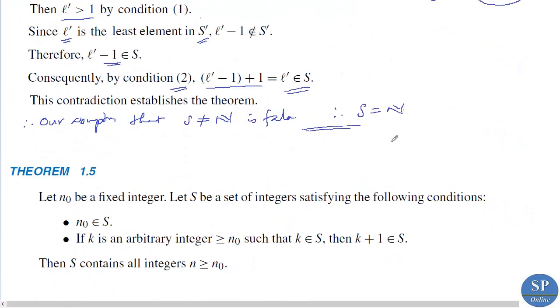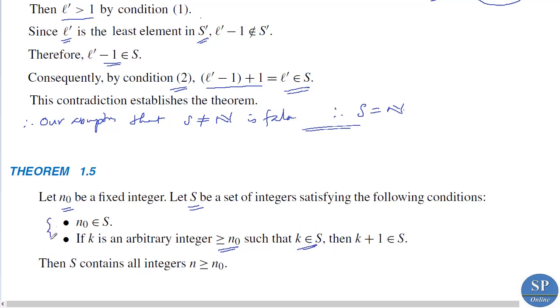Now we have another theorem. It is the generalization of the previous theorem. Let n naught be a fixed integer. Let S be a set of integers satisfying the following conditions. First condition is n naught belongs to S, and second condition is if K is an arbitrary integer greater than or equal to n naught such that K belongs to S, then K plus 1 also belongs to S.